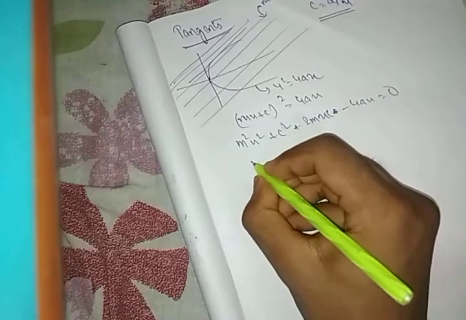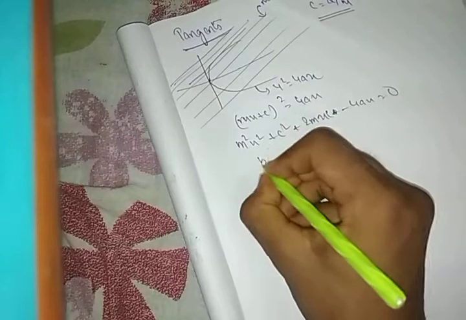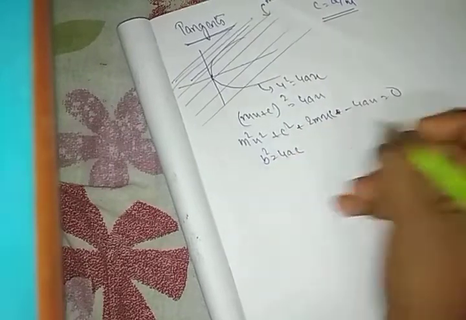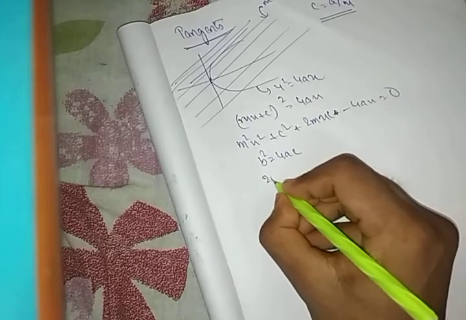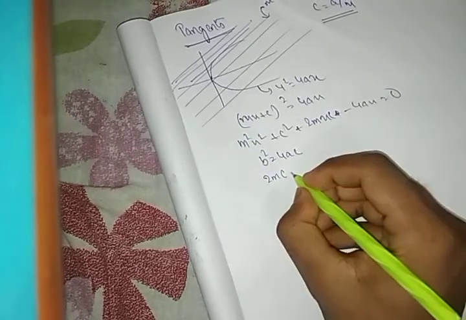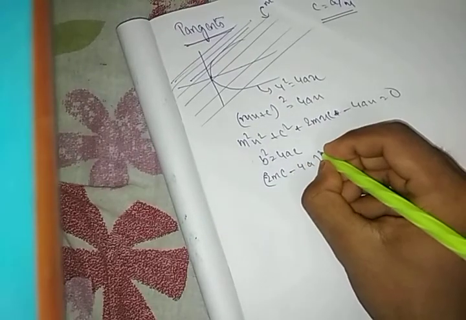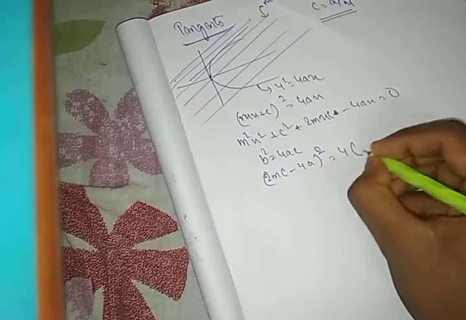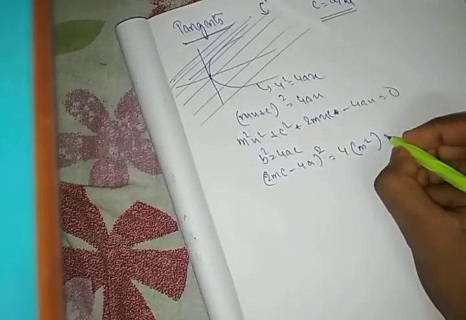So if it cuts the parabola at only one point, then b square must be equal to 4ac. So it is b square. b is the coefficient of x. What is the coefficient of x over here? 2mc minus 4a. It is b. Square of it must be equal to 4 times a, which is m square, into c, which is c square.